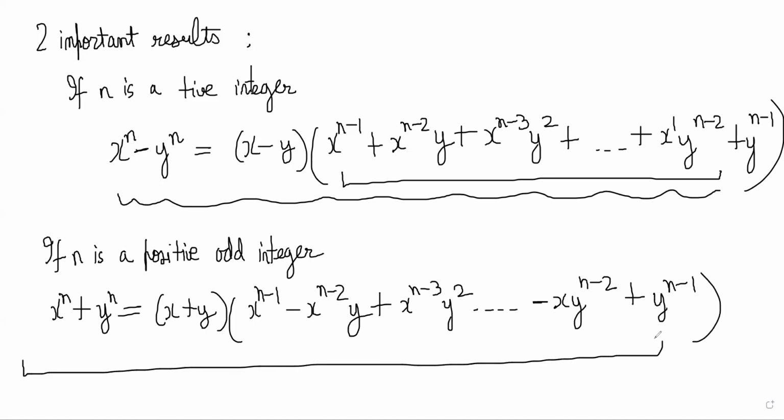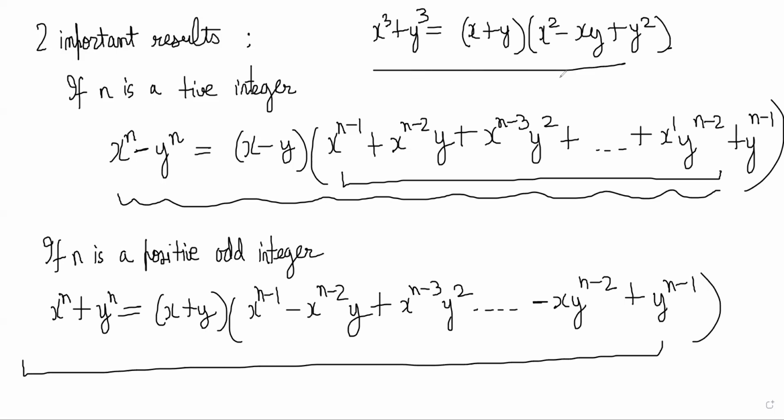This is also an identity that will be useful. This is true only for odd integers. For example, x cube plus y cube, you are familiar with this identity: x plus y times x square minus xy plus y square. Similarly, we can write for x power 5 plus y power 5 using this identity. So keep these two in mind, because when we solve problems, you will be using this constantly.